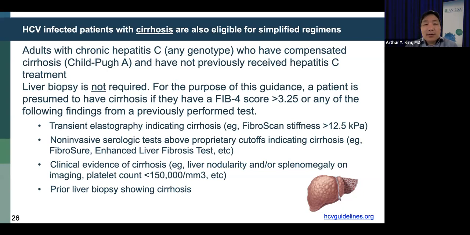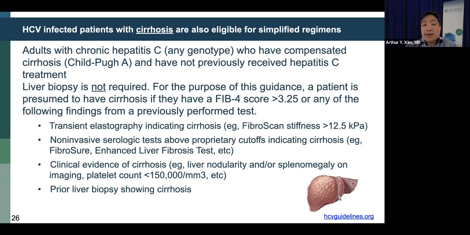Now, liver biopsies are no longer required, and there's still kind of a meme out there in the community that one needs a biopsy to be treated. That's no longer true. So we often use non-invasive measurements. The FIB-4 is a calculator that one can find on the Hepatitis C Guidelines website, as well as other calculators found at the University of Washington Hepatitis C site. Our health system allows a dot phrase to rapidly calculate it within a note. And one can use these non-invasive tests, including transient elastography or FibroSure or other tests.